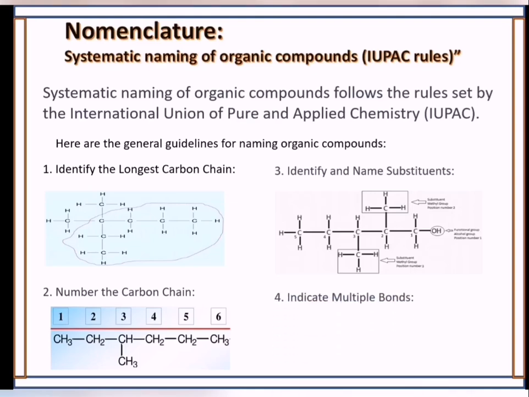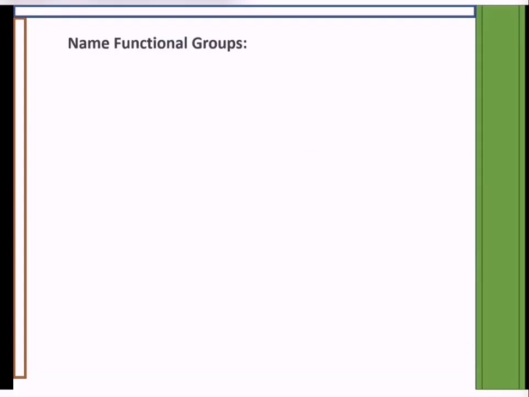Number 4 is indicate multiple bonds. If the compound contains multiple bonds, use numerical prefixes such as di for 2, tri for 3, tetra for 4 to specify the position and number of the multiple bonds, using the ending ENE for double bonds and YNE for triple bonds.